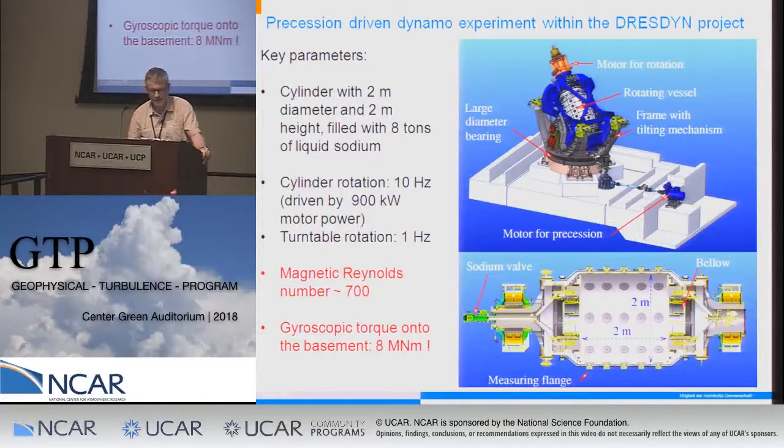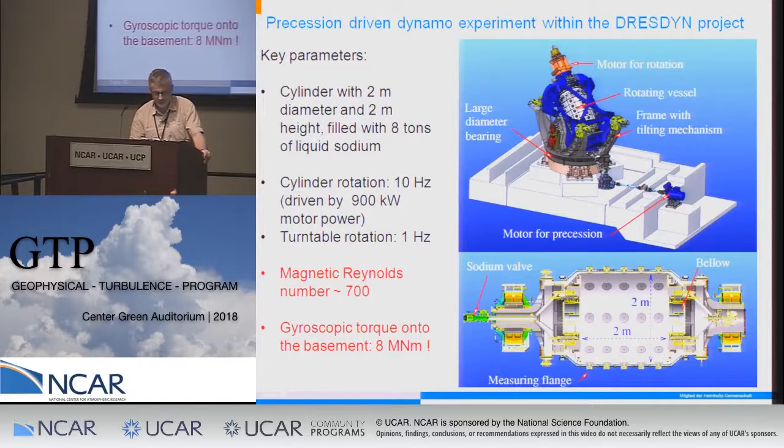It will be a cylinder of 2 meters diameter, 2 meters height, containing 8 tons of liquid sodium. We plan to go to a cylinder rotation of 10 hertz, maybe 9.5, depending a little bit on safety issues. We have a motor of some 900 kilowatt to drive this rotation, even in the turbulent regime, we hope. And we would like to have a turntable rotation of maximum 1 hertz, so that we can achieve a magnetic Reynolds number of 700.